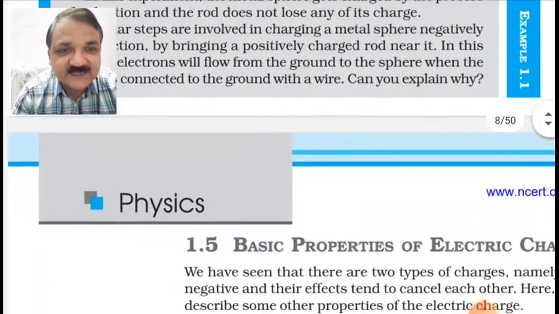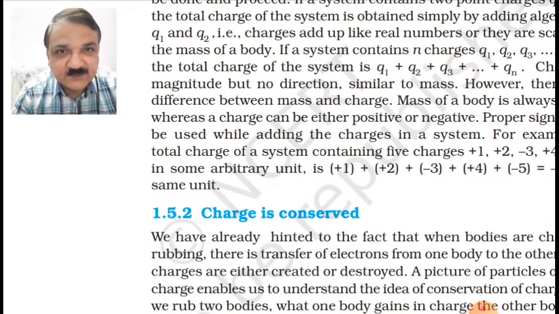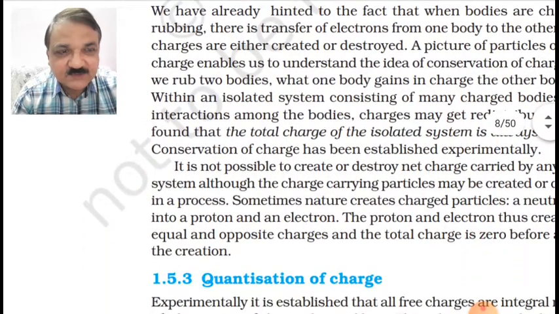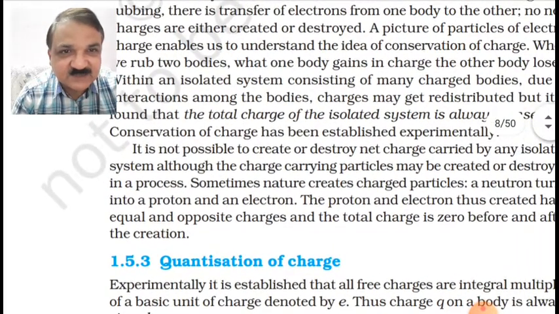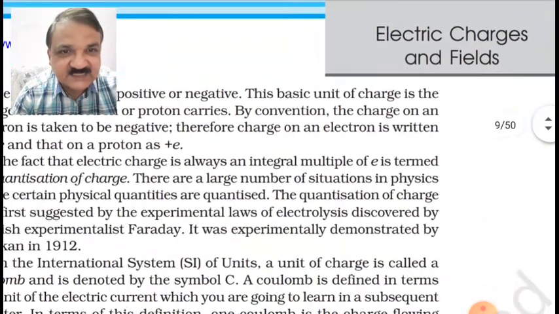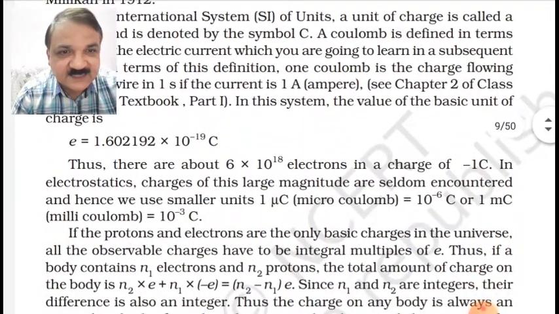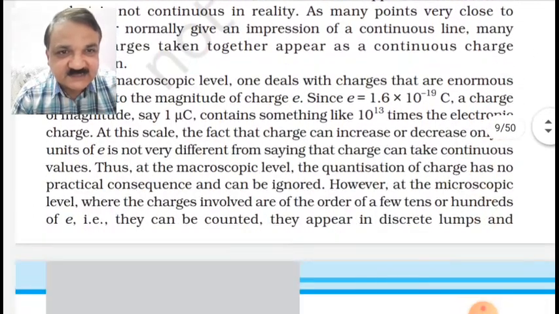Now next is basic properties of electric charge, which I have explained many times through my audio lecture and also my video lecture. You must note down the important points, like the points in italics: the total charge of an isolated system is always conserved. Now, quantization of charge: electric charge is always an integral multiple of the electronic charge, which is small e. Here it has been clearly mentioned. So this is quantization of charge.